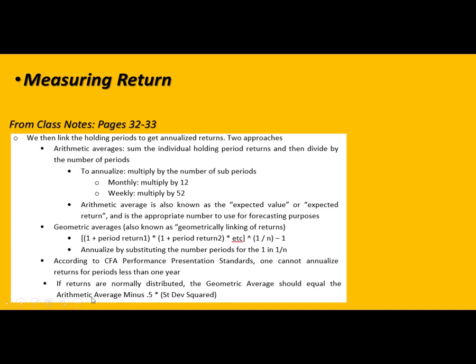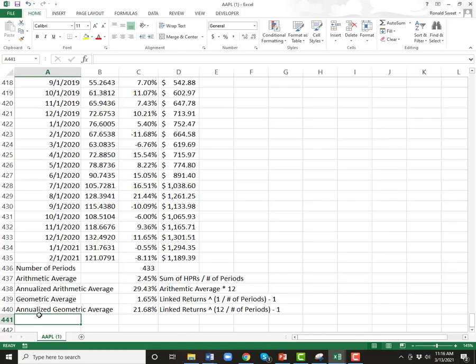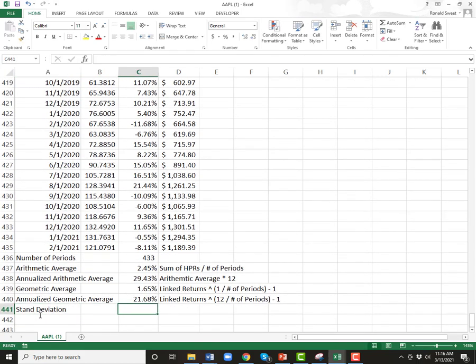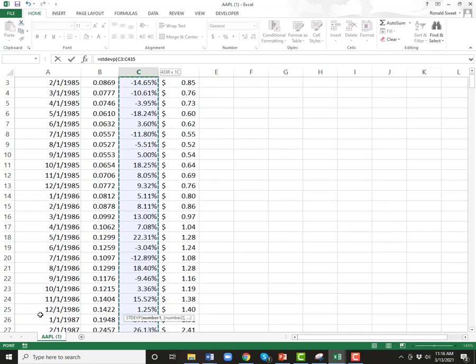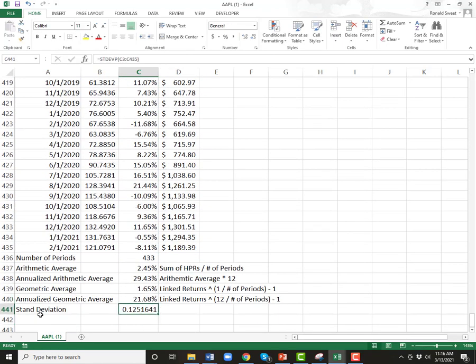But here's a formula you can use. If you take the arithmetic minus half of the standard deviation squared, the standard deviation squared is the volatility, you should get the geometric. So that means we need a standard deviation. I'm going to use the standard deviation formula here, equal STDEVP, and I'll highlight Apple's returns. So there's their standard deviation.